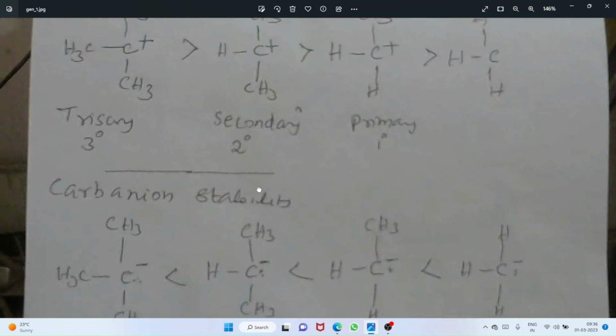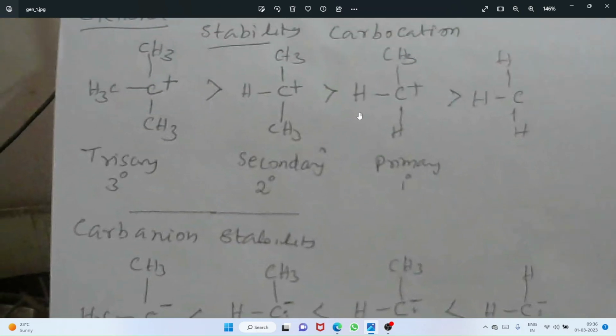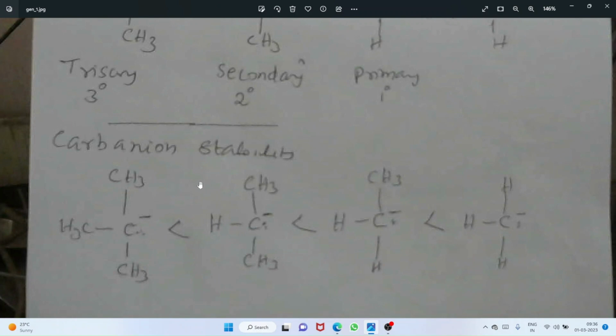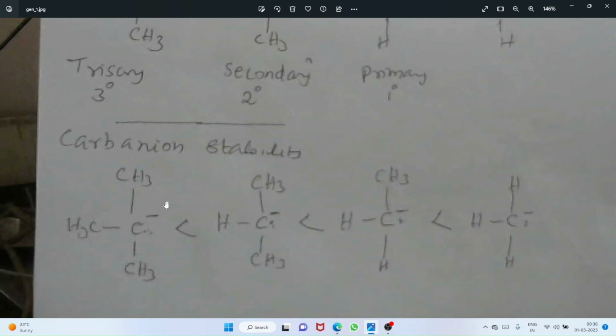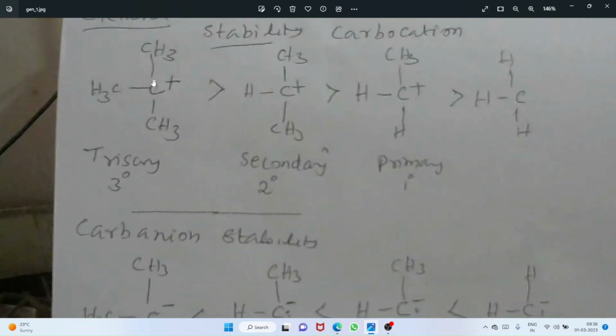Look at the arrows here. This is carbocation stability and carbanion stability. This is less stable than this, and this is less stable than this, and this is less stable than this. In the carbocation case this is more stable, whereas in the carbanion case this is more stable.